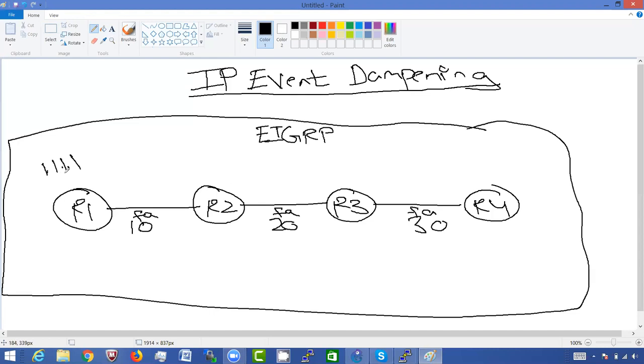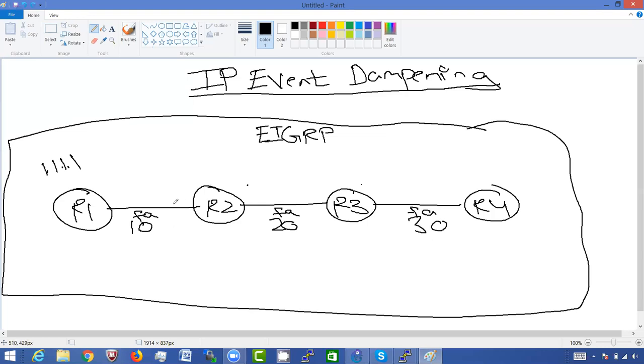R1 has advertised this 1.1.1 in its EIGRP. So R2 will receive this route via R1. Similarly, R2 will give this route to R3, and R3 will give this route to R4. Now R4 can reach this network via R3, R3 can reach it via R2, and R2 can reach it via R1. Similarly, R4 can also reach the 10 network via R3, because we have advertised this network also in EIGRP. Similarly, R3 can also reach the 10 network via R2.